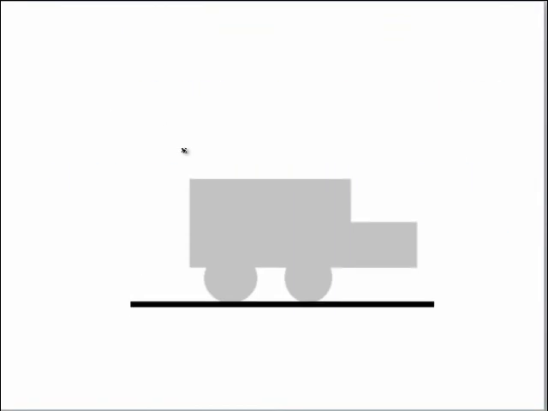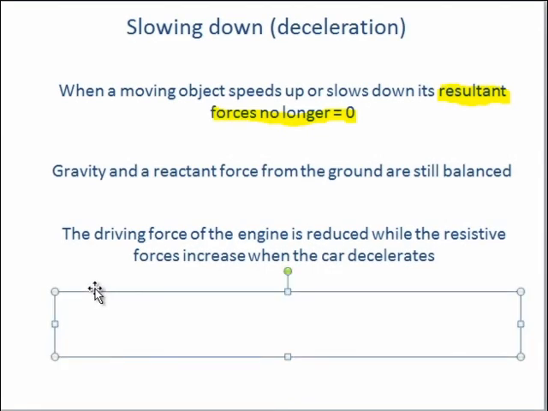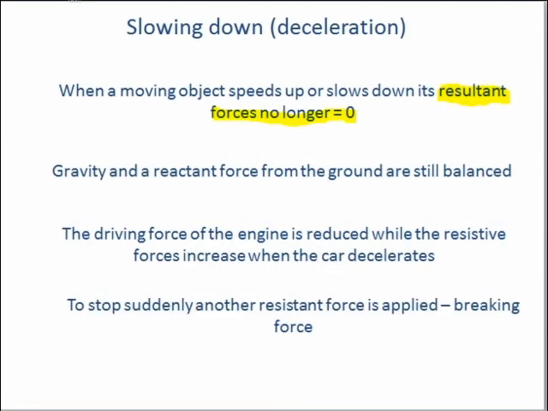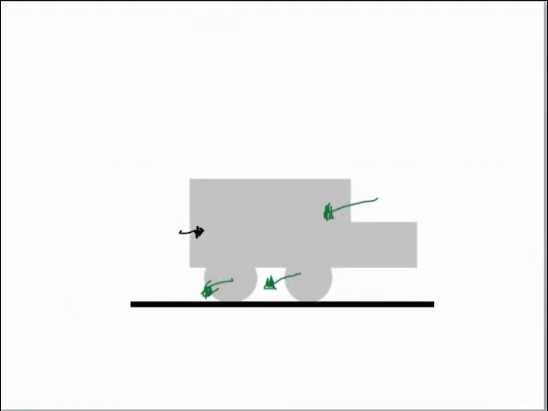So we have a much smaller driving force, which is getting even smaller because you no longer have your foot on the pedal, and air resistance and friction stay the same. And if you want to suddenly stop, you can also add another resistive force called braking force, which is when you apply your brakes. And this is even bigger, braking force, which stops the car suddenly.